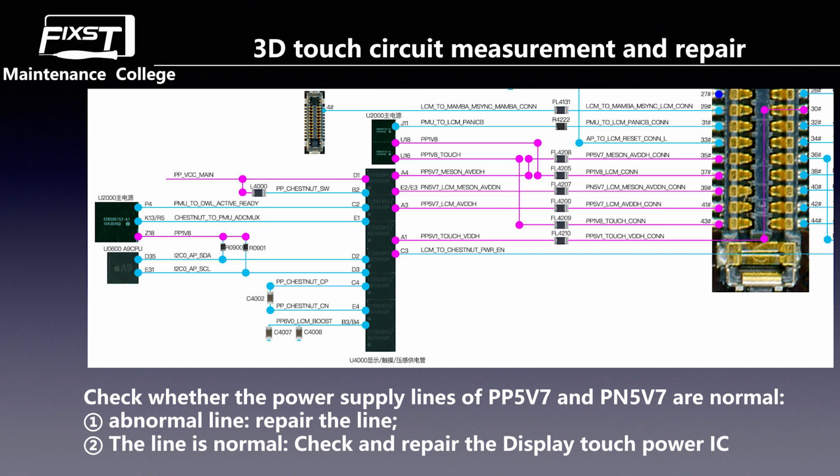Now we mainly talk about this 5.7 voltage line, because it is also used in the display line. If the power on this line has some problem, it will cause the phone to have no display. In other words, if the phone can display, it means that the power to the 3D touch is also normal. Then the touch function is normal, and the 3D touch circuit is also normal. Okay, this is the 3D touch repair.